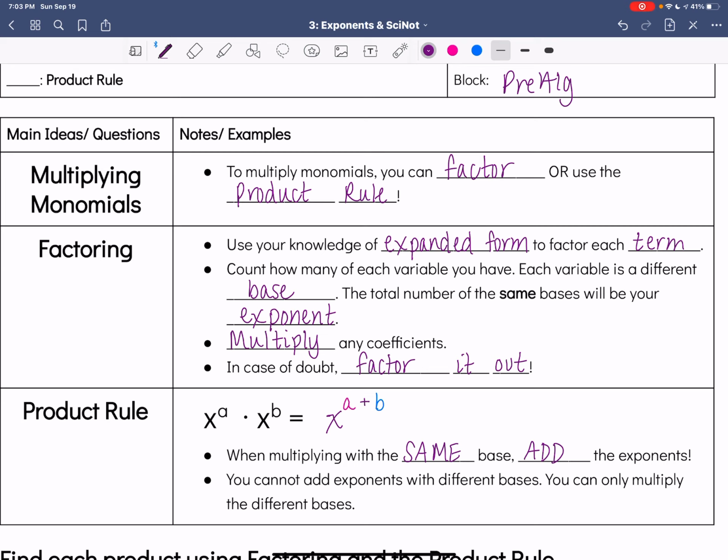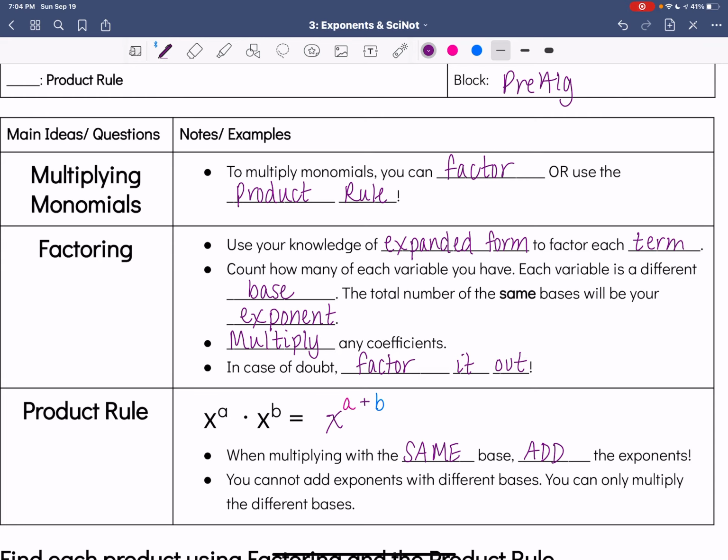So if we're going to factor it out, we're going to take our knowledge of expanded notation, or basically factoring each of the bases out to factor each term, and then you're going to count how many of each variable you have, and each variable is a different base. Just like when we're combining like terms or doing our exponents, the total number of the same base will be your exponent. I'll show you what I mean by that in a minute. And then if there are any coefficients, you multiply the coefficients based on the operation that's happening. And if in doubt, factor it out.